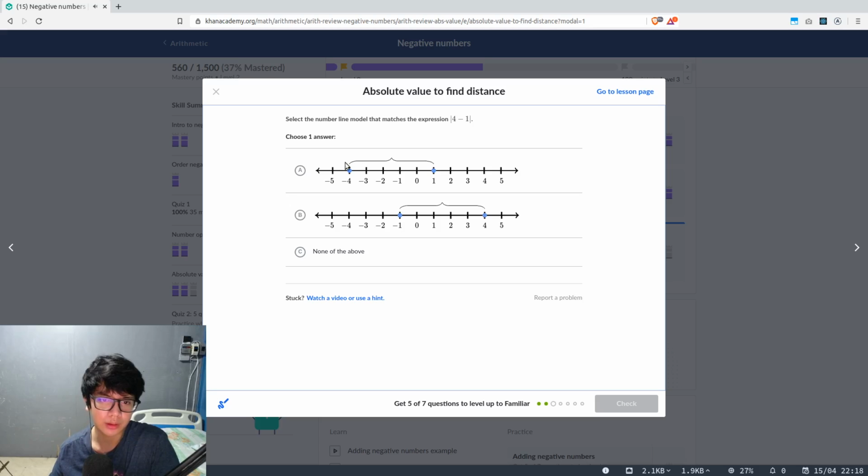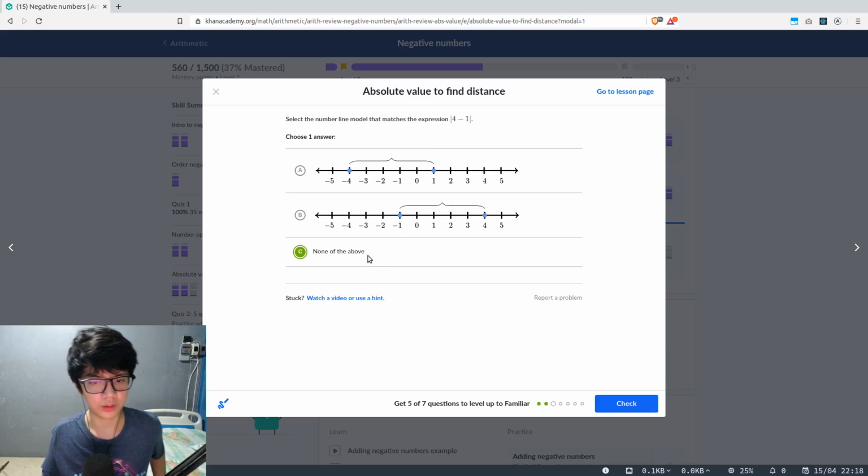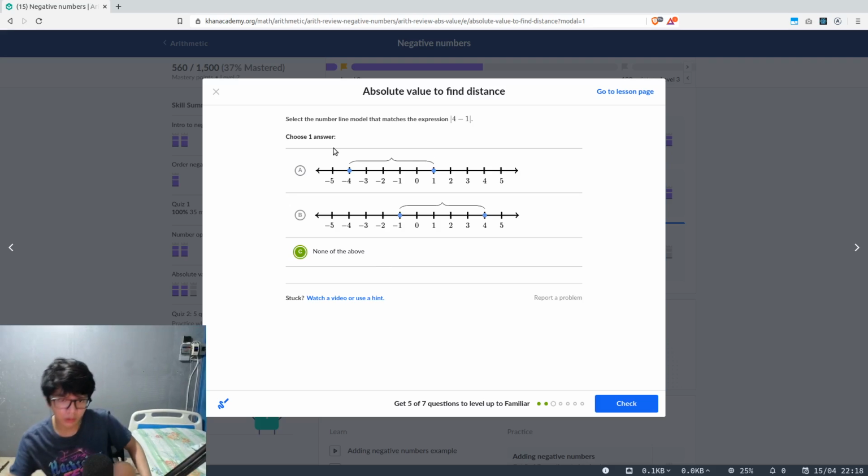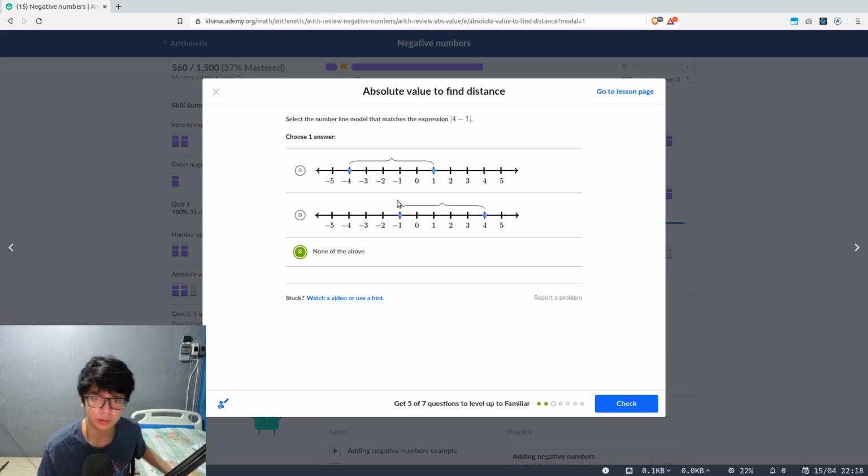Select the number line that matches the expression 4 minus 1. Absolute value of, none of the above. I mean, like, what is this?